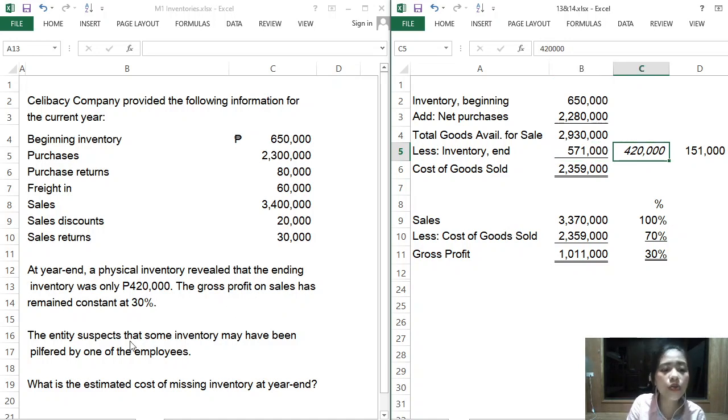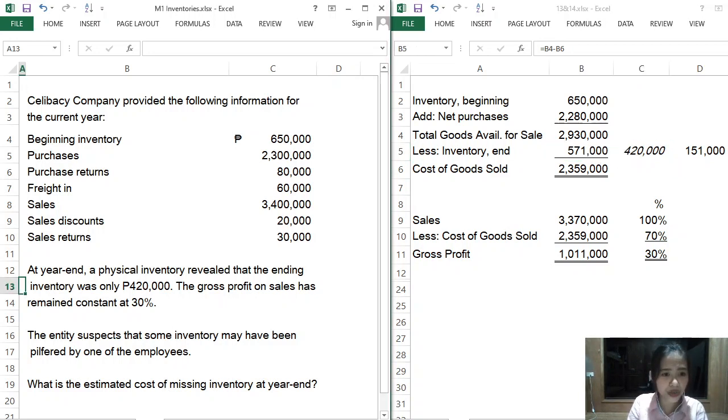So, the question is, how much is the estimated cost of missing? Magkano yung nawawalang inventory dahil sa mga employees natin, hindi naman ganun ka-faithful sa company. So, meron tayong 151,000 na difference. That could be the estimated inventory na nawawala. Okay? So, that's how we compute it. That's how we analyze it. Kaya tayo gumagawa ng inventory valuation para ma-compare, again, itong should be versus the actual.